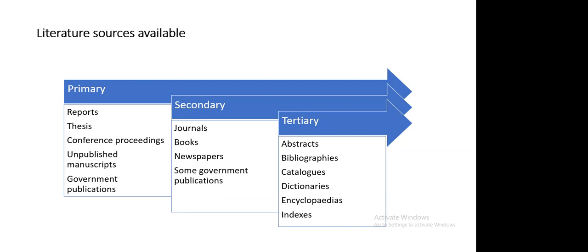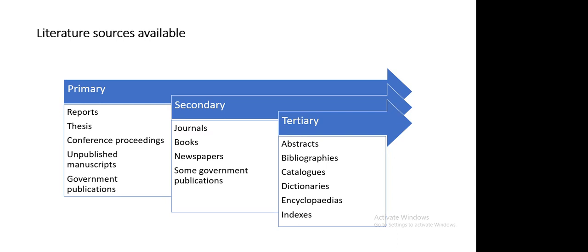And if we write in an area which also has an impact maybe in communities, we need to look for government publications as well. Yeah. That's primary. Secondary sources are journals. There are journals, there are books. Also, we can look in newspapers, and again some government publications.